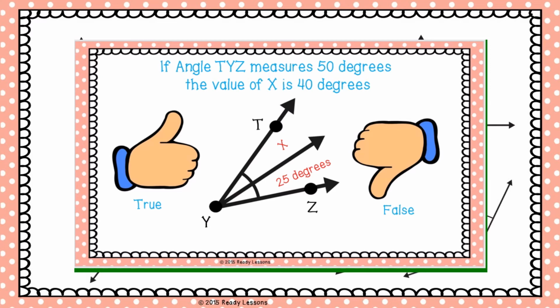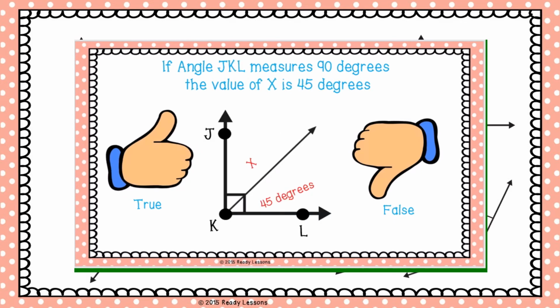Okay, once you've started your video again, 50 minus 25 equals 25. So angle x is 25 degrees, not 40 degrees. So the correct answer was false.